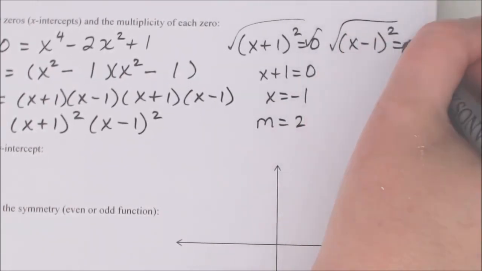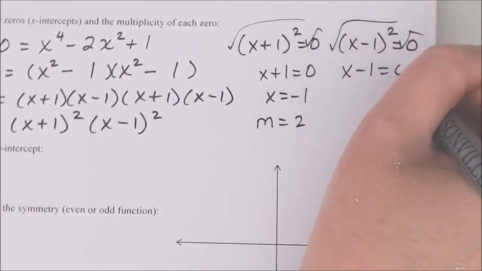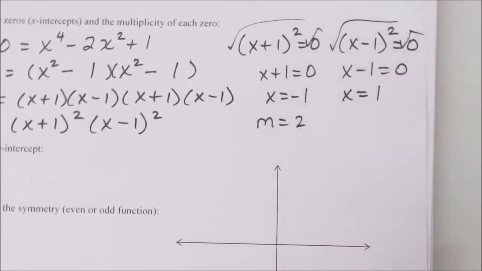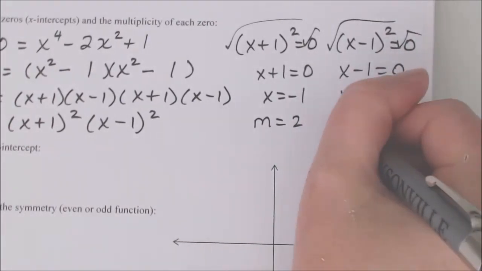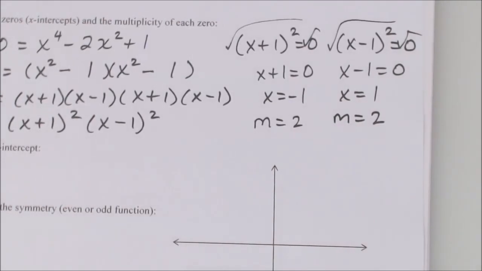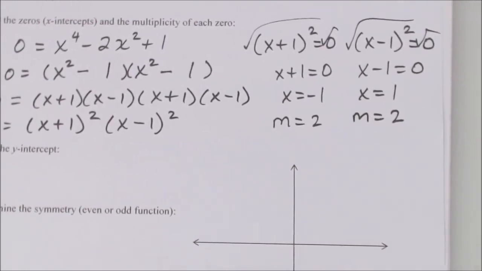How about over here? Do the same thing. Square root both sides. We get x minus 1 equals 0. So x equals 1 is the x-intercept. And again, it has a multiplicity of 2. Notice the multiplicities add up to the original degree.